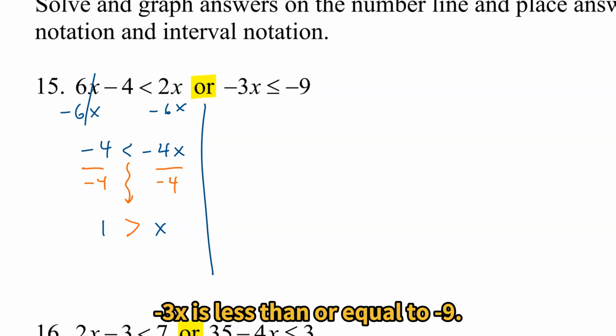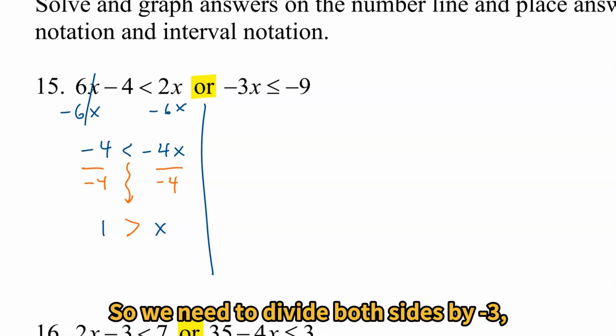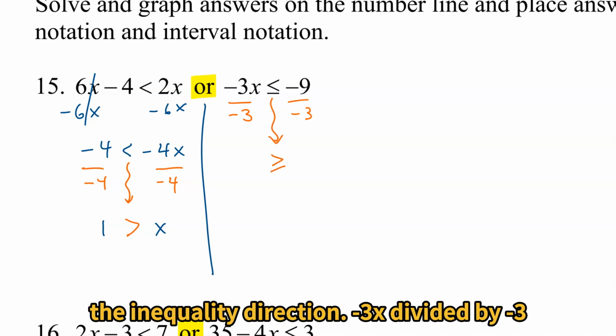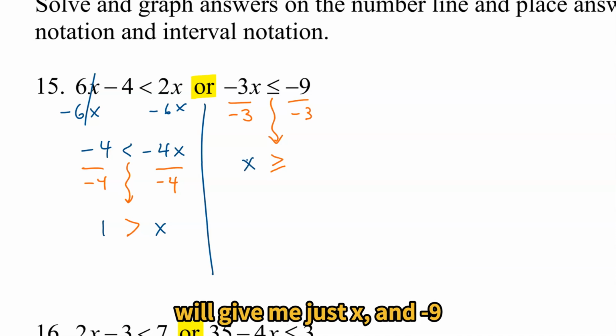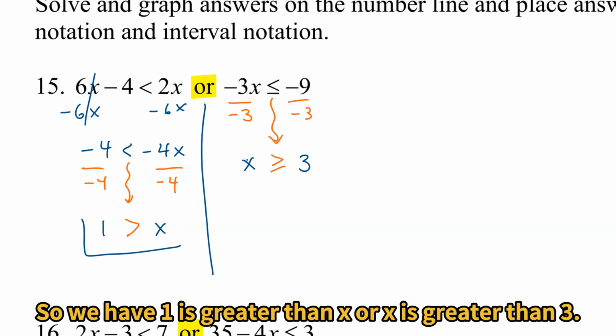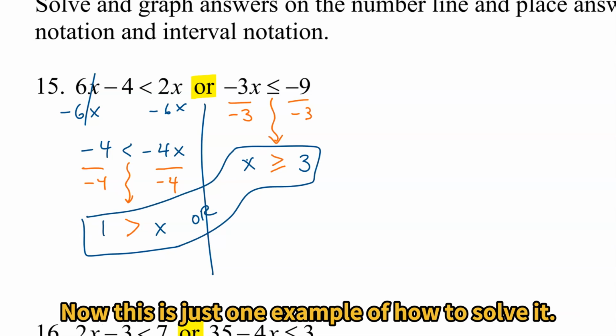Negative 3x is less than or equal to negative 9, so we need to divide both sides by negative 3, but we're dividing by a negative. We need to flip the inequality direction. Negative 3x divided by negative 3 will give me just x, and negative 9 divided by negative 3 will give me positive 3. So we have 1 is greater than x, or x is greater than 3. Now, this is just one example of how to solve it.